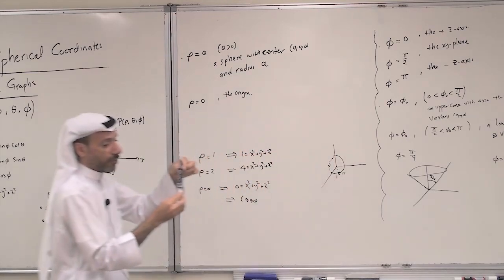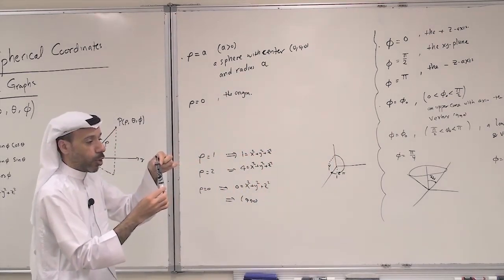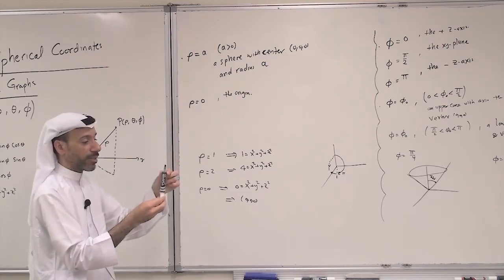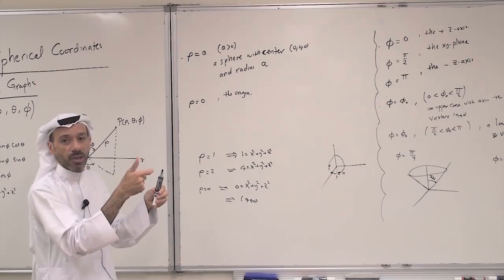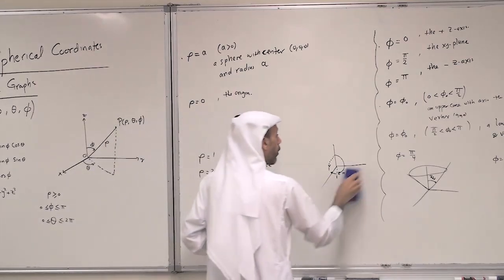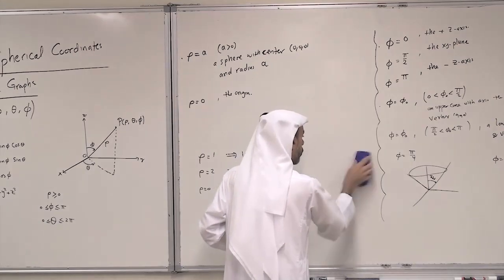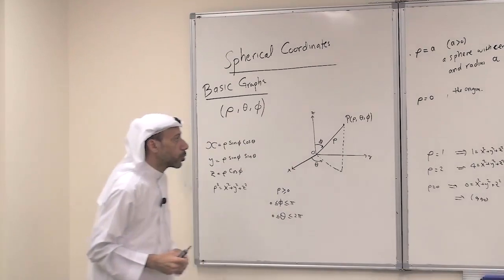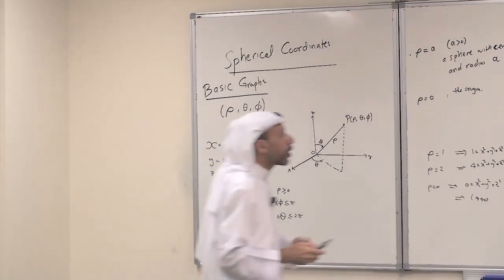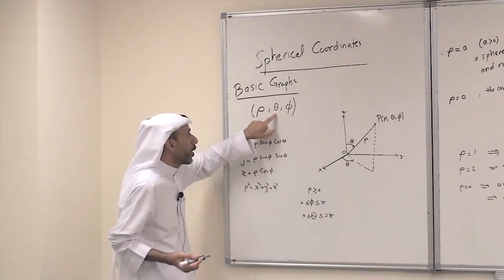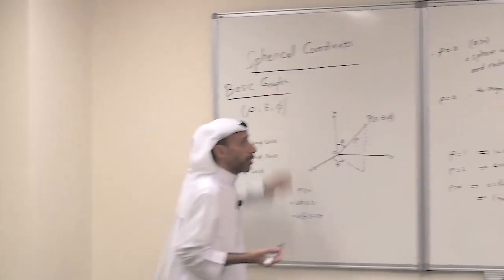Because we are measuring phi from the positive z-axis, and we go in any direction we want. So in that case, we can go up to phi equals pi. No need to go larger than pi. So this is why the possible values of phi are from 0 to pi. This is for phi. The last one now, the basic graph, when theta equals an angle.